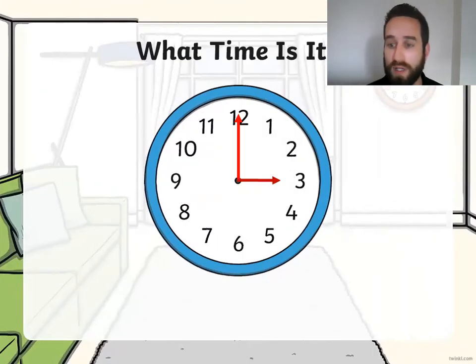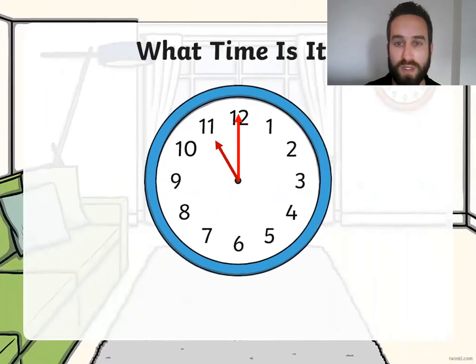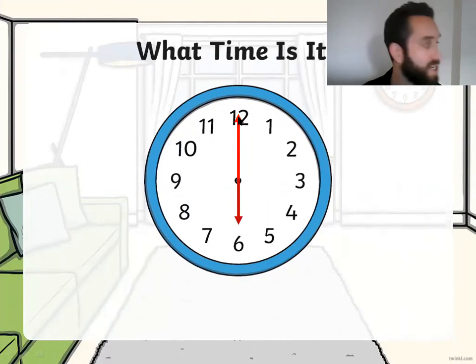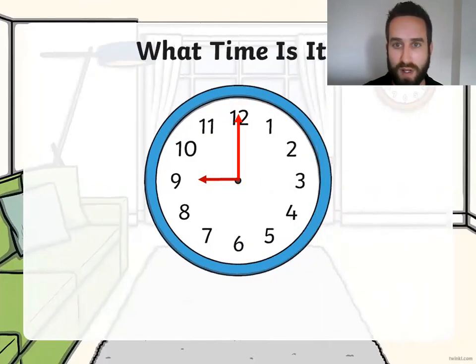How about this one? That's right, 3 o'clock. And then this one. All right. Can you guess? It's 11 o'clock. What time is this one? This one maybe can look confusing. The long hand is pointed at the 12, and the small hand is pointed at the 6. So that means it is 6 o'clock. Nine o'clock.